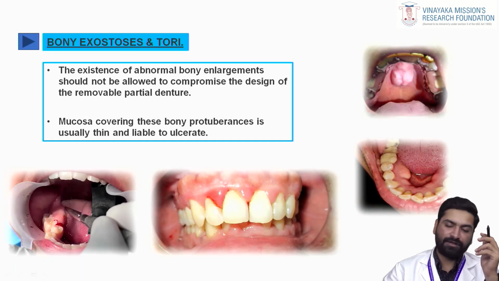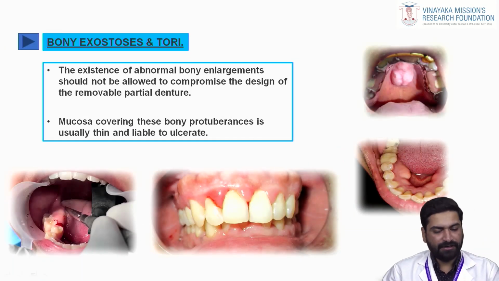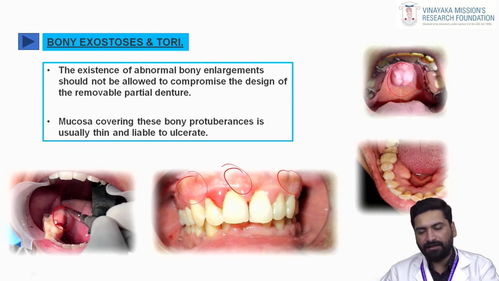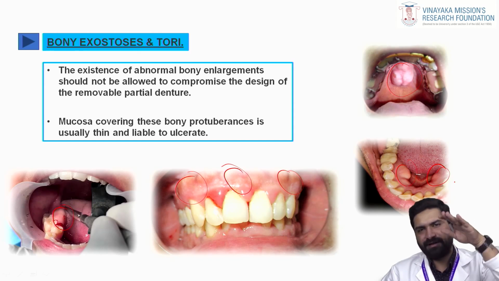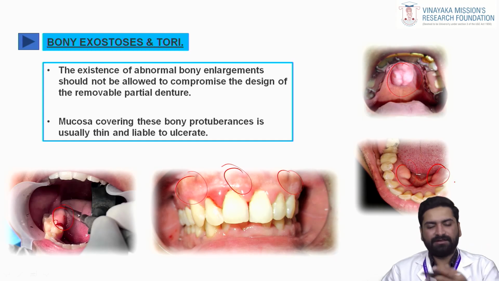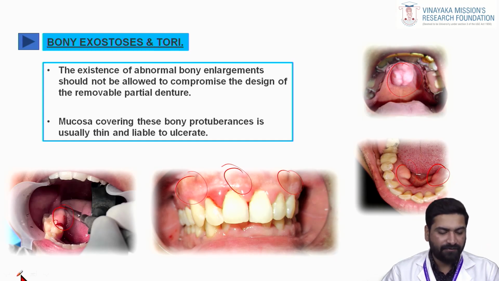Then moving on to bony exostosis and tori. Can you see the images? See on the lower left, this bony overgrowth. Again, many bony overgrowths over here. Center of the palate tori, on the lingual side, both the sides tori. So all these things will create hindrance in your placement and removal of RPD. So this has to be evaluated before you start planning.